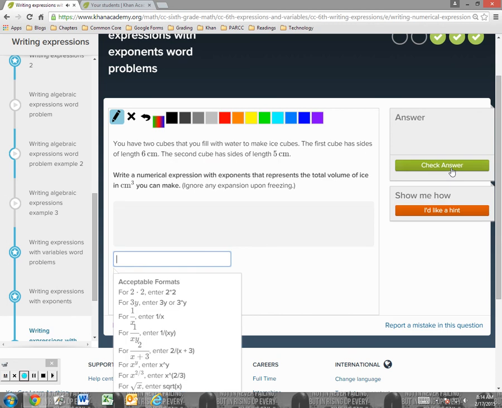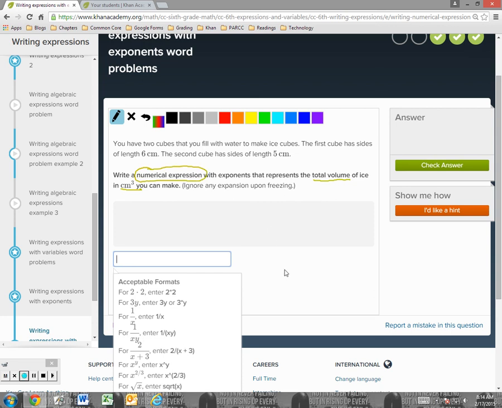Okay. We'll do one more of this and we'll go another one. You have two cubes that you will fill with water to make ice cubes. The first cube has sides of length 6 centimeters. The second cube has sides of length 5 centimeters. Write a numerical expression with exponents to represent the total volume of the ice you can make in cubic centimeters. Now, numerical expression, so it's not algebraic, no variable.